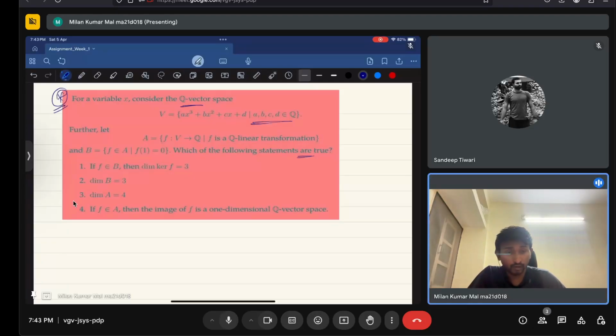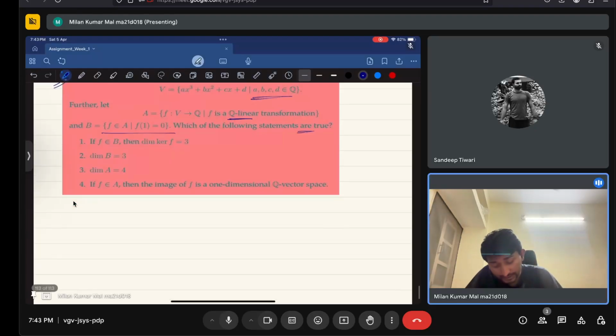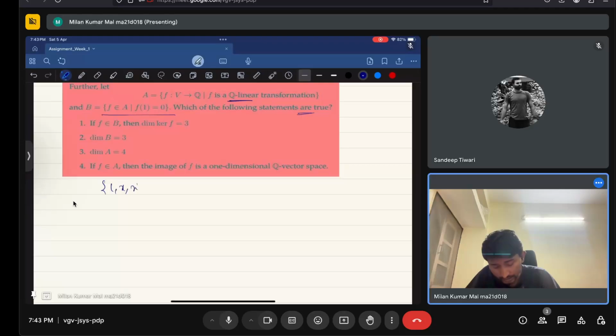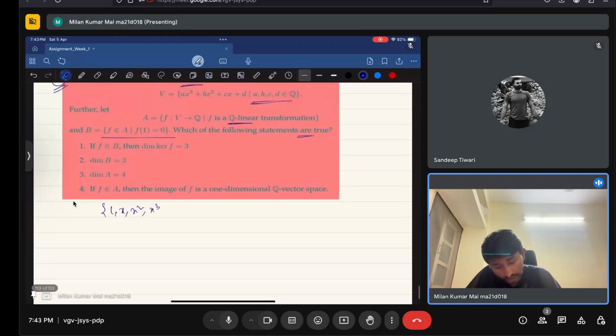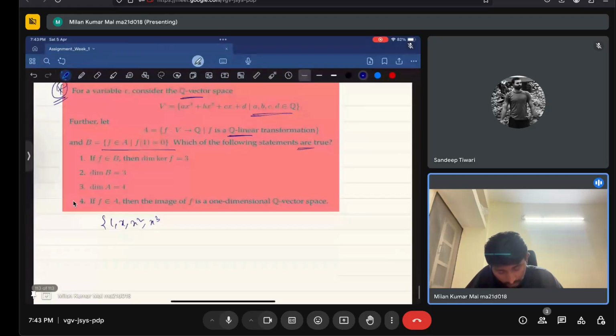We have done it for e to the power t, e to the power 2t, e to the power 3t. That is the same question here, but in different language. Here it is written that f is a Q-linear transformation, and B is the set of f making 1 go to 0. So let's take 1, x, x squared, x cube. This is also a standard ordered basis of V.